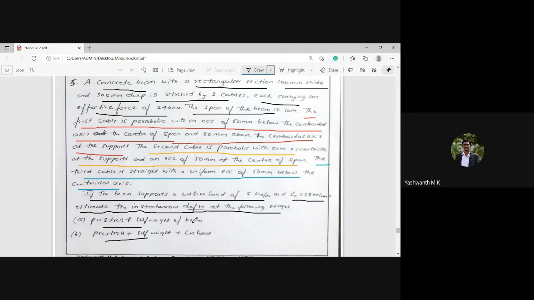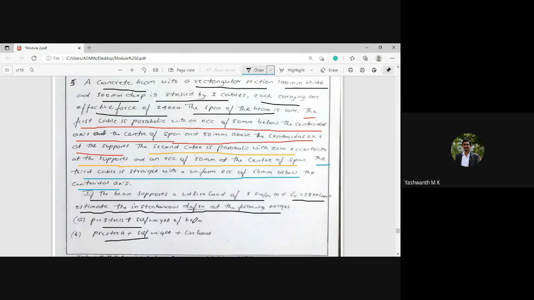In the last session, I didn't highlight this point, so I will highlight it now. Whatever you have calculated in the last session and in this particular problem, we are calculating the short-term deflection. So please note this point. It is very, very important.